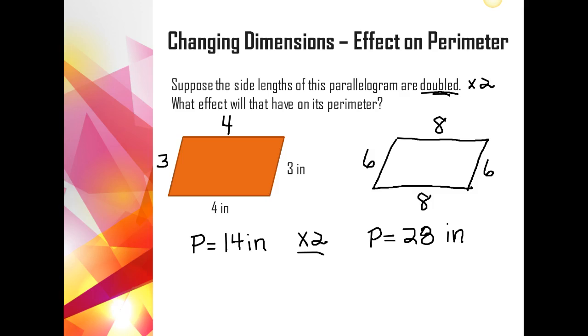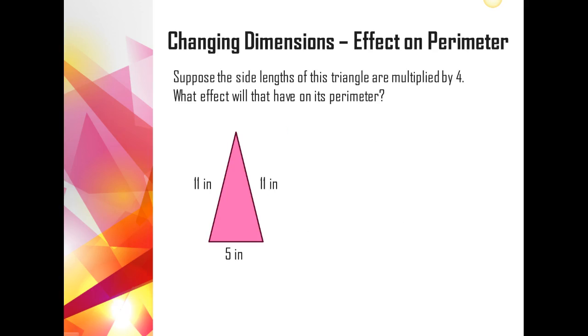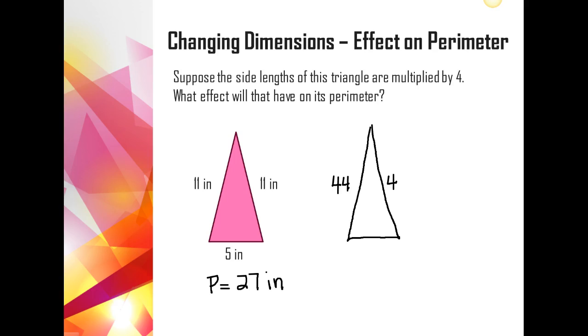Let's investigate further. Suppose the side lengths of this triangle are multiplied by 4. What effect will that have on its perimeter? When we add the three sides of the triangle shown, we find that its perimeter is 27 inches. If you multiply the side lengths by 4 and sketch a new triangle, it will have side lengths of 44 and 20. The perimeter of the new triangle is 108 inches.